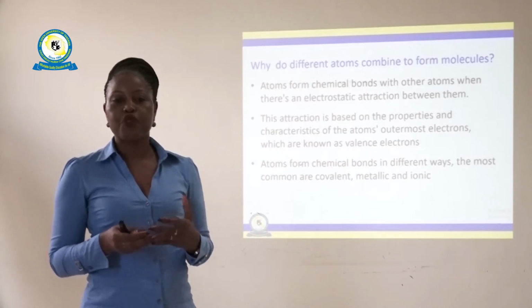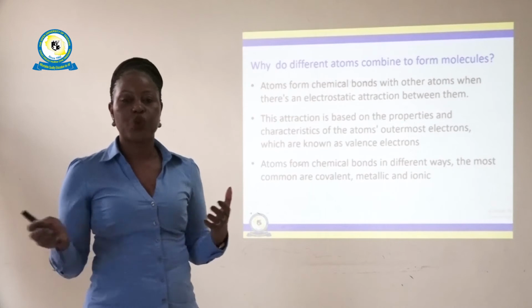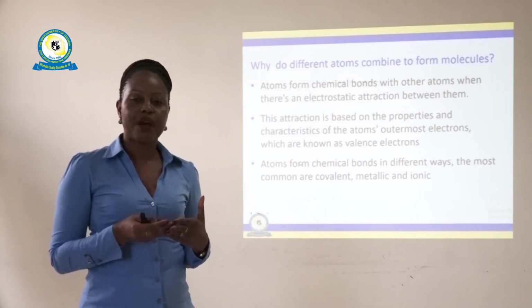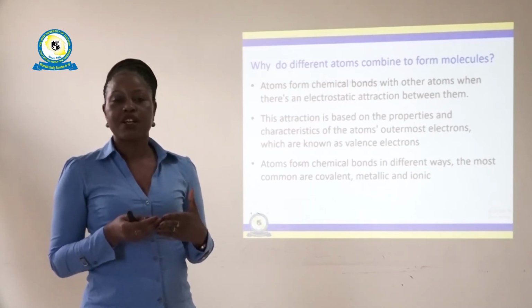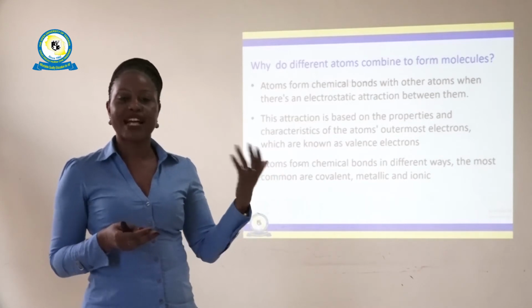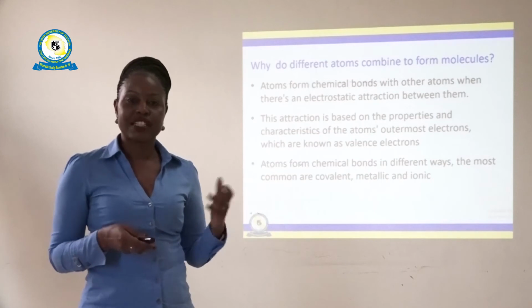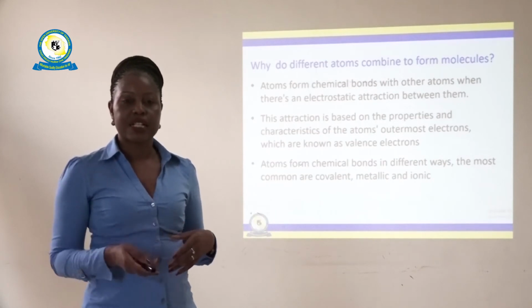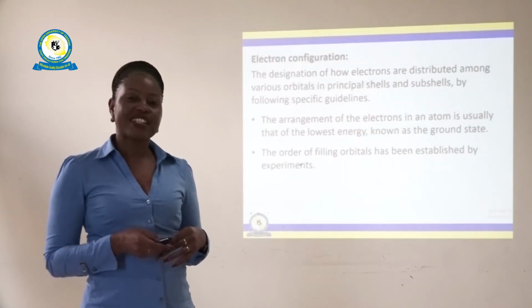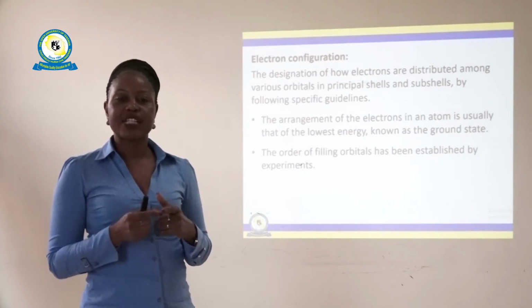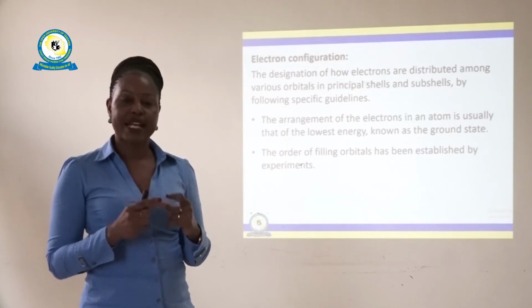And atoms form chemical bonds in different ways. They form chemical bonds commonly known as covalent bonds, metallic bonds, and ionic bonds, which we'll discuss in our future lectures. Now let's discuss a little bit on the electronic or electron configuration.